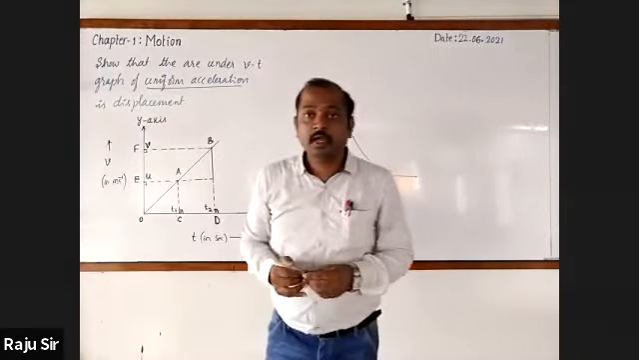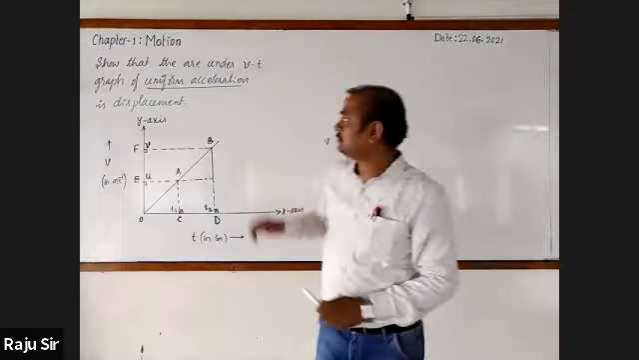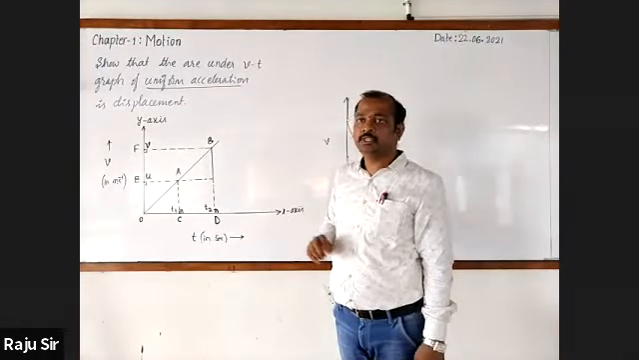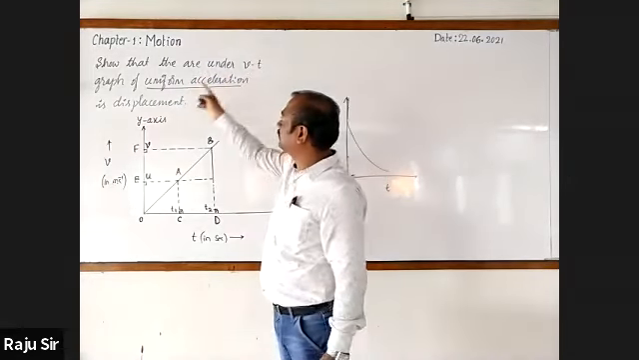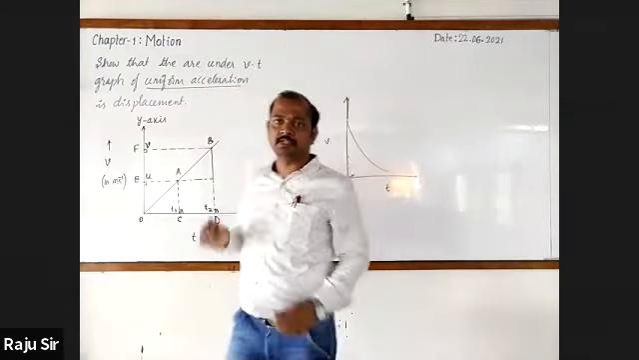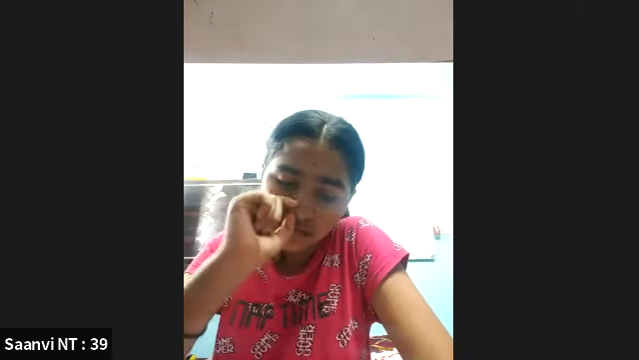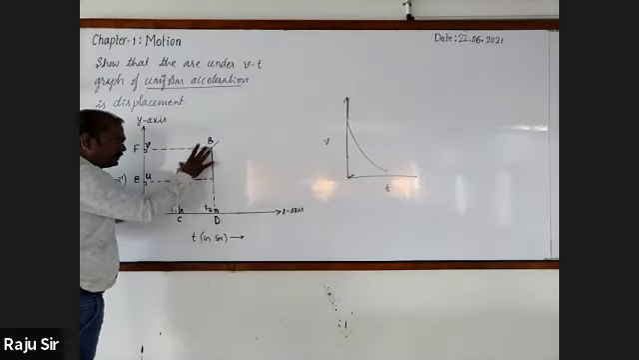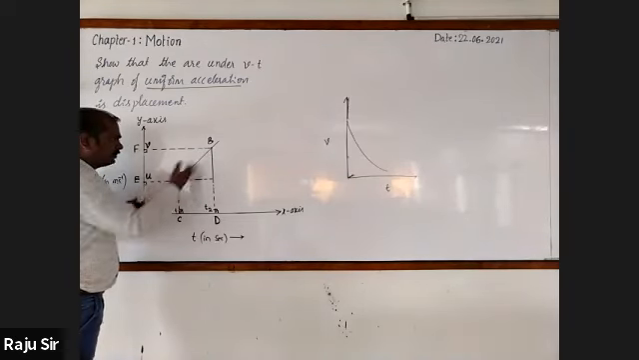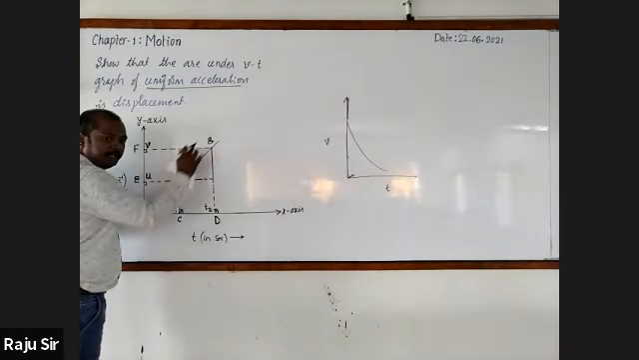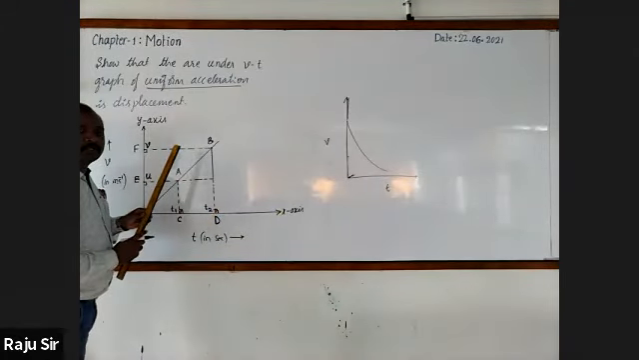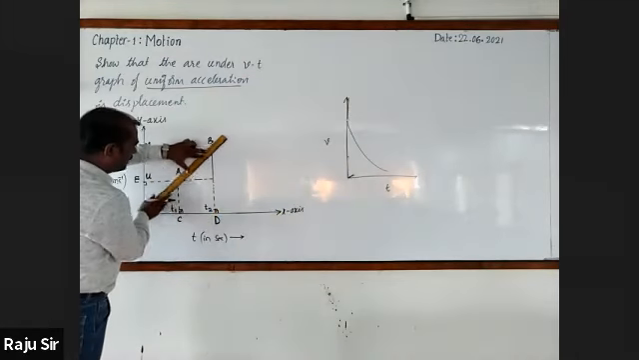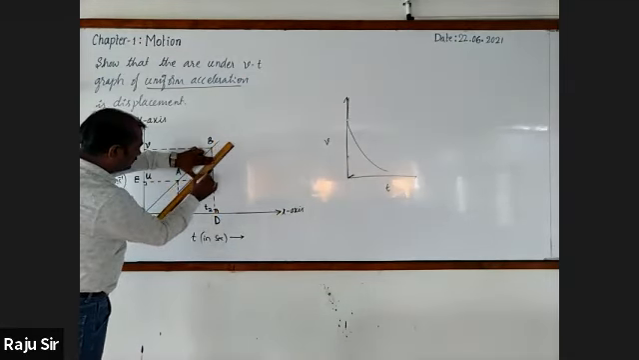Clear? And we all know the statement that we are going to prove. Please observe the board: area under the VT graph of uniform acceleration. So this line, that is O to B, represents uniform acceleration. Under this, you may take any part. We have taken AB. So I am going to shade the part which represents the area. Here, I draw the line. You can also shade.